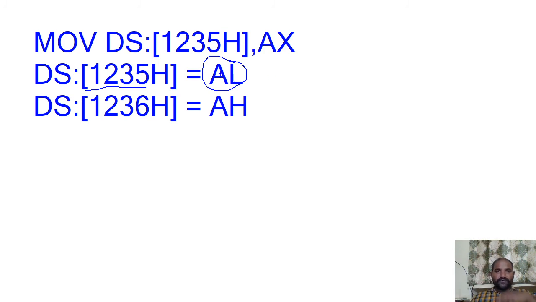Why the execution speed increases, we'll see during the explanation of memory interfacing to the microprocessor. Just remember that whatever offset address you are mentioning in the instruction, if it is an odd address, then the microprocessor is going to take two bus cycles. If it is an even address, then in one bus cycle the execution is going to be done.